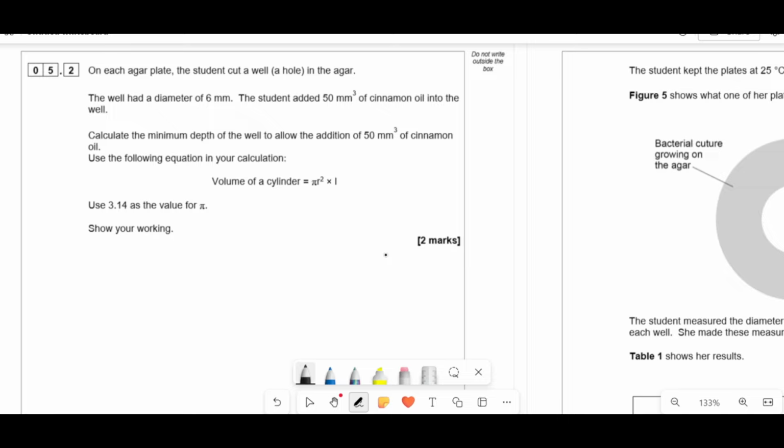The well had a diameter of 6 millimeters. The student added 50 millimeters cubed of cinnamon oil into the well. Calculate the minimum depth of the well to allow the addition of 50 millimeters cubed more of this oil. Use the following equation in your calculation and use 3.14 as the value.